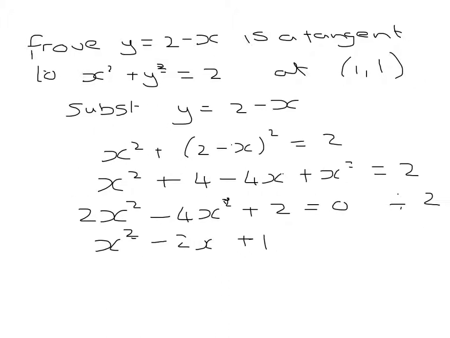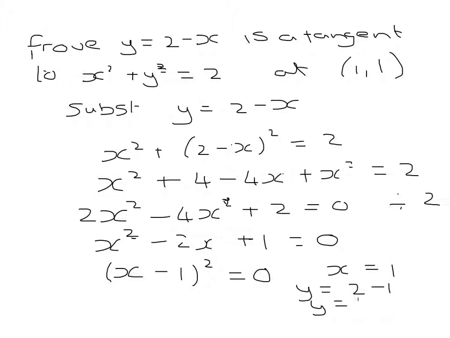Equals 0, and this will factorize to x minus 1 squared equals 0. Because there's one real solution, we didn't need to use the b squared minus 4ac. Because the factorised bracket is one bracket, we know it must be a tangent. It touches but doesn't cross. And if it's a tangent when x equals 1, then y is 2 minus 1, so y equals 1.